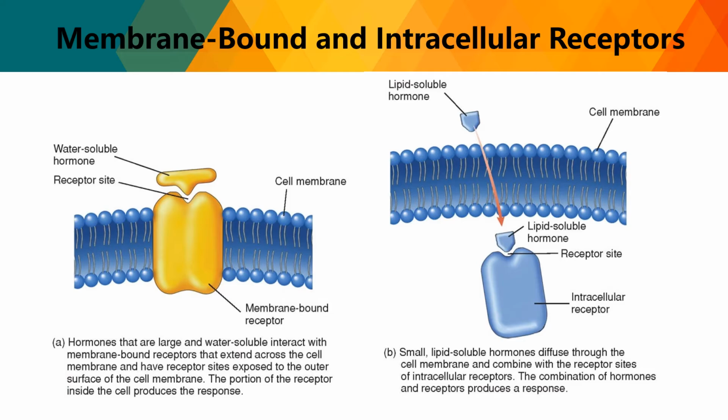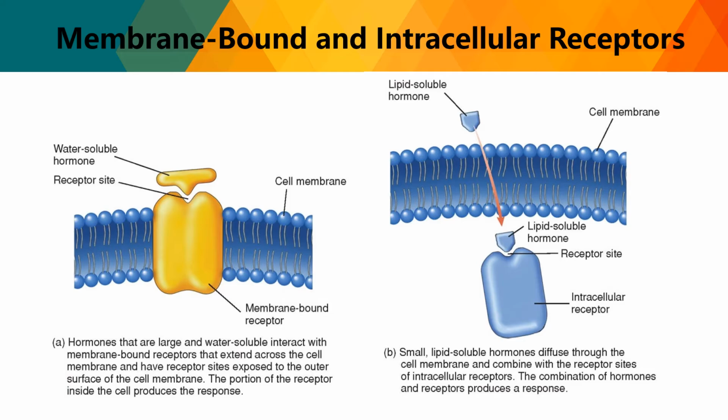So again, sa outer part of your cell or the cell membrane, dito sa labas nakikita yung mga water-soluble hormones. And then of course the part wherein your hormones would attach to your receptor sites. And then the responses, mangyayari siya dito sa loob ng cell. Okay? So small lipid-soluble hormones diffuse through the cell membrane and combine with the receptor sites of intracellular receptors. The combination of hormones and receptors produces a response.